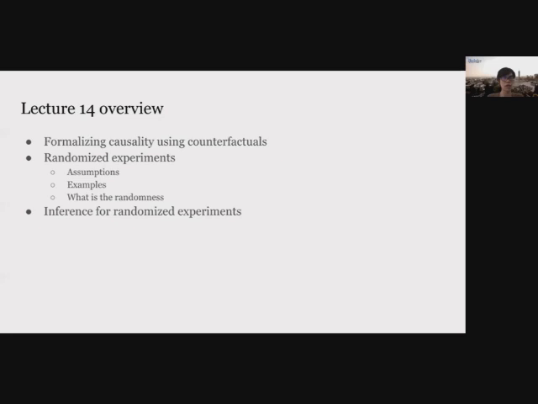Then we're going to talk about how to do inference for randomized experiments. What actually are the estimates that we want, how do we find confidence intervals, and how do we do hypothesis testing? And lastly, we're going to talk about some complications that can arise with randomized experiments. I hope you look forward to the rest of this lecture.